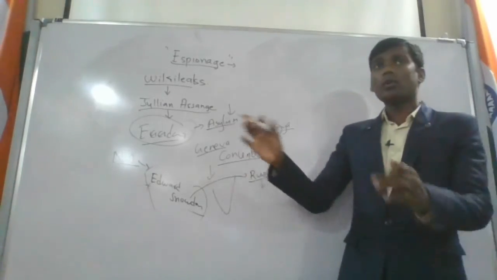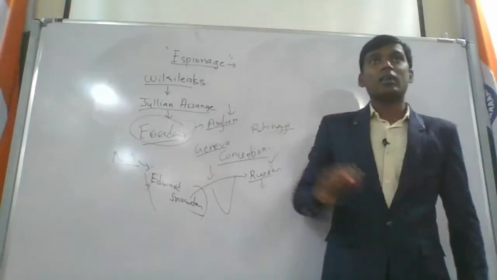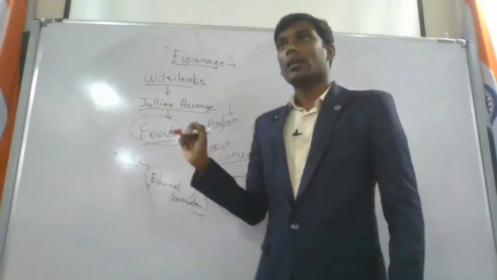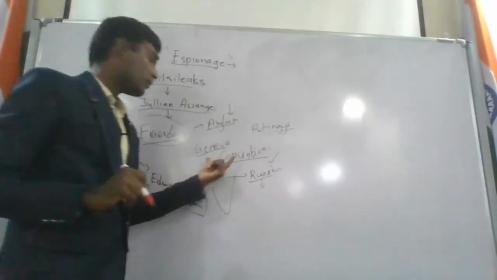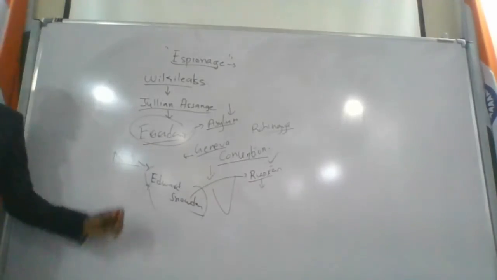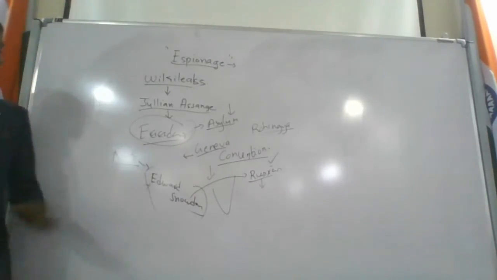So now if any war comes or something comes, America will face the anger. So this is what is happening with Edward Snowden. The Geneva Convention comes one after the other. And you might have heard about the news of Wing Commander Abhinandan. Yes, Wing Commander, right? What happened with him?